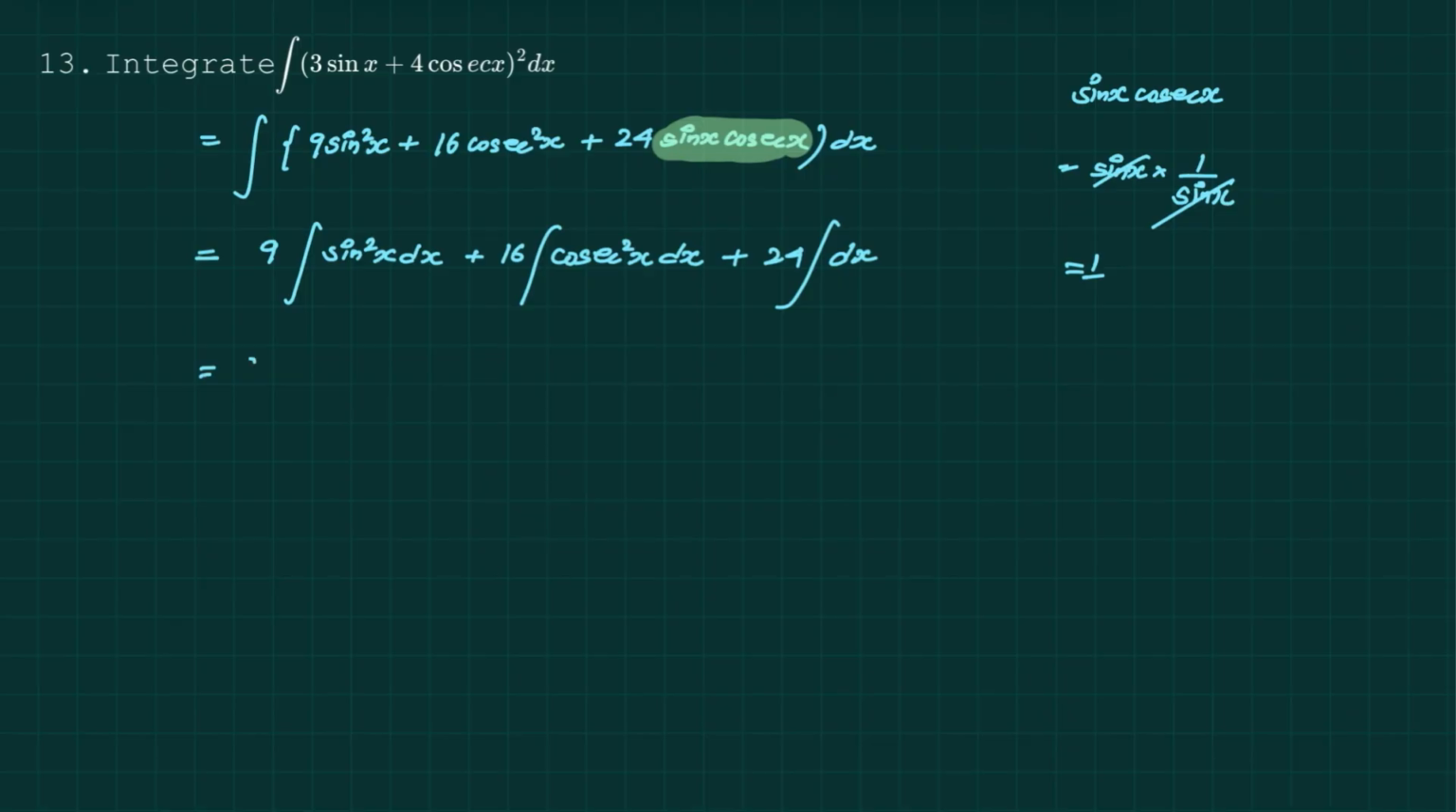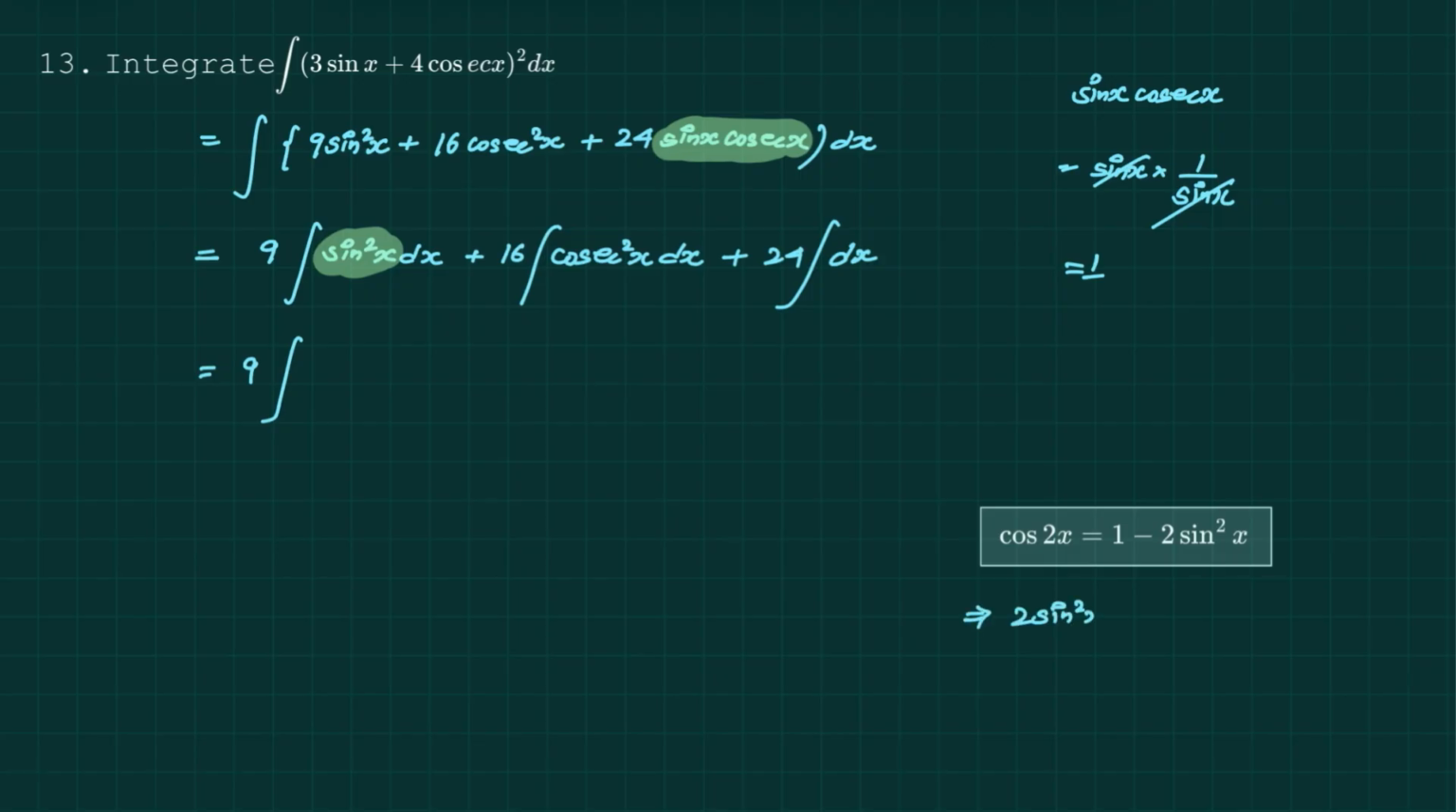This equals 9 times the integration of, now since we do not know the value of the integration of sin square x dx, for this we will again use multiple angles, and we have that one formula, that is this, and from here we can write this 2 sin square x as 1 minus cos 2x.